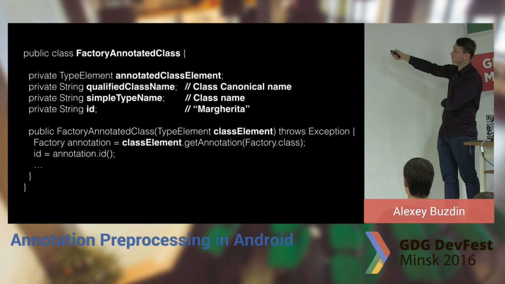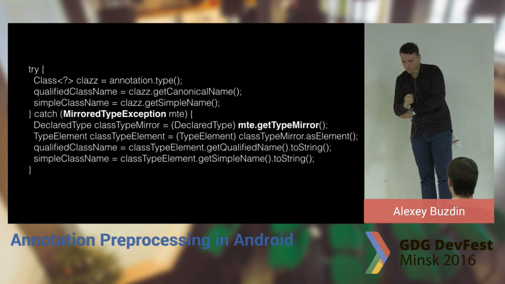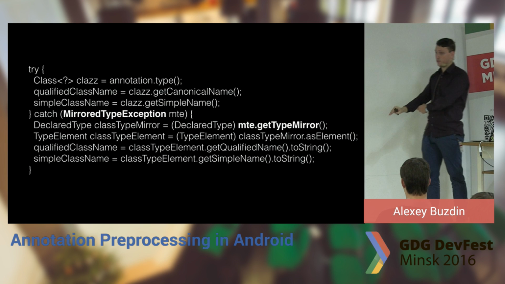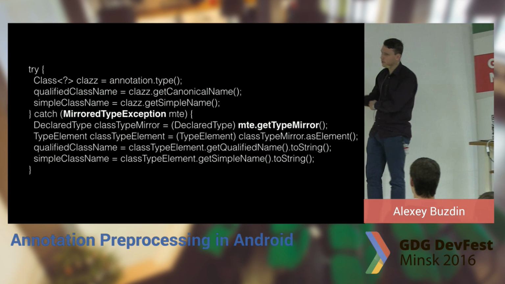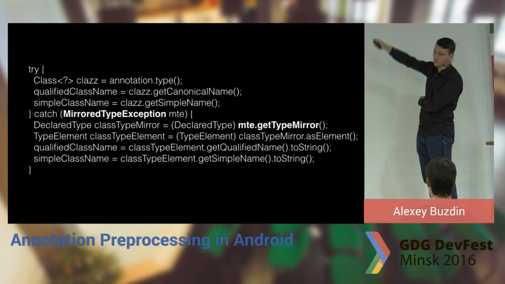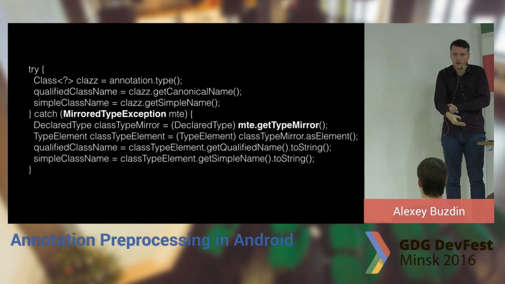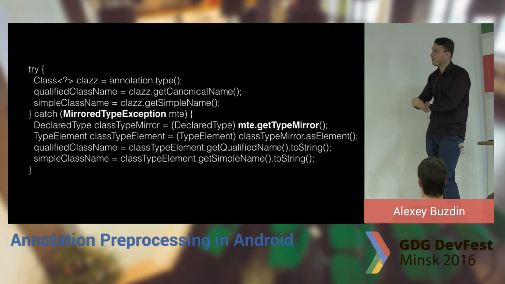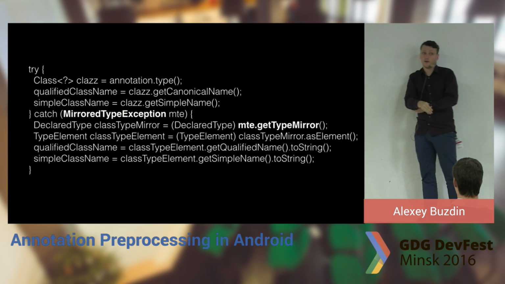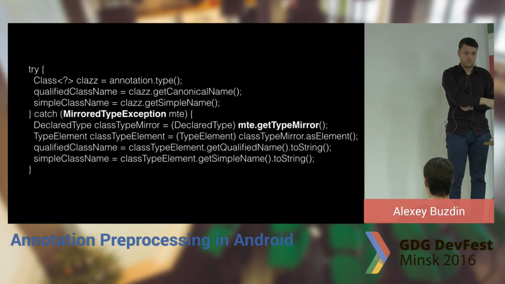So we have this class element, which is type element. And here comes the tricky part, that when you start APT, you don't have compiled classes. So you cannot use reflection, for example, to get a simple name of a class. Why? Because the source files are not compiled yet. But on the same step, you could have jar files in your class path which are already compiled but don't have source code.